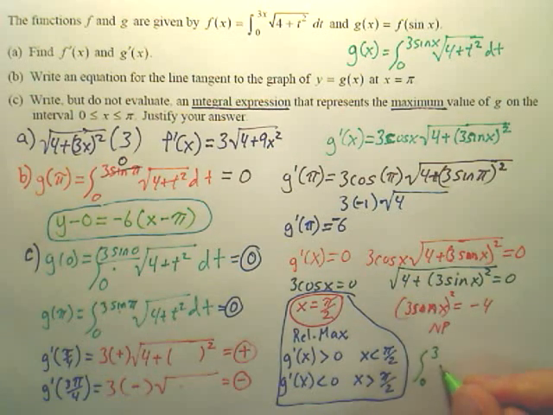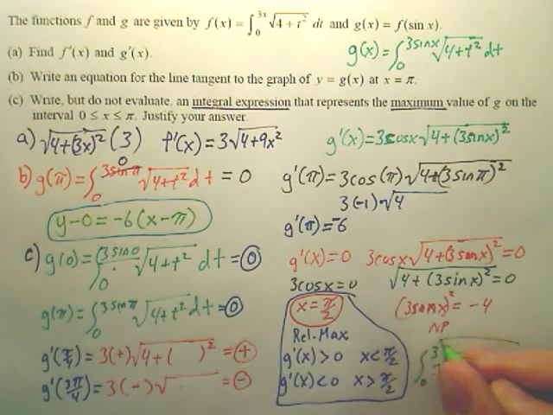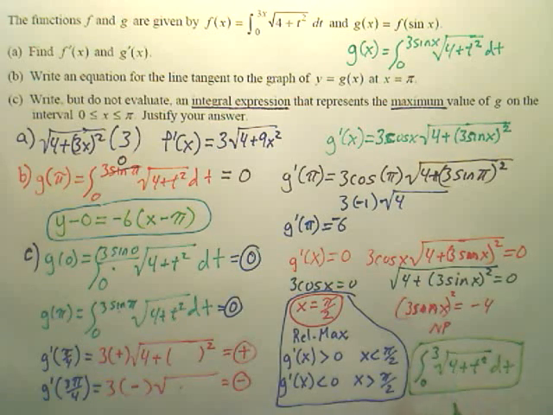Yeah. And then I've just put the integral of the square root of 4 plus t squared dt. Is that the integral? Will this give me the value at pi over 2? Because I plugged in 3.